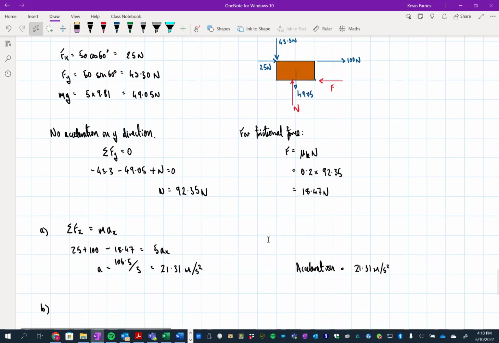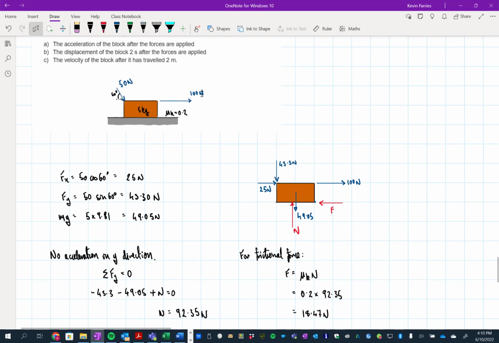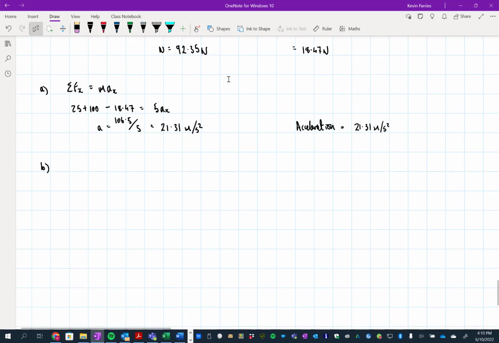Once you've got that acceleration, often the rest of the problem will just be a kinematics problem. And so we've got the acceleration, and that's what we're getting here. So displacement of the block 2 seconds after the forces are applied. So it's displacement we're looking for, and time is what we're going to use to find. So it's at a given time. So we're going to use the equation, the displacement at time t, and we're talking about displacement in the x direction. So let's just change this to x.